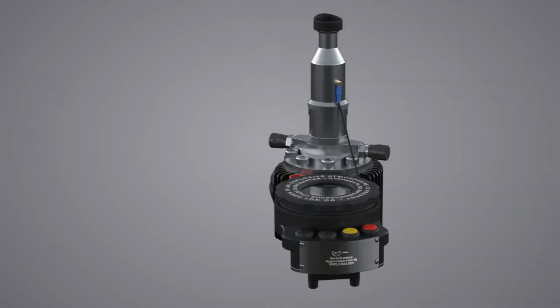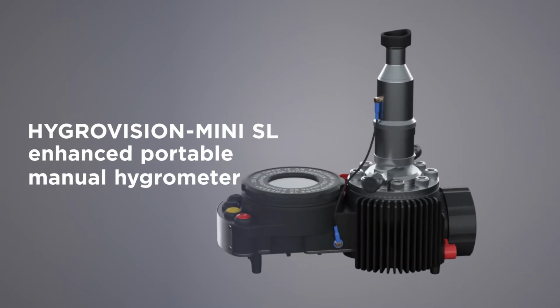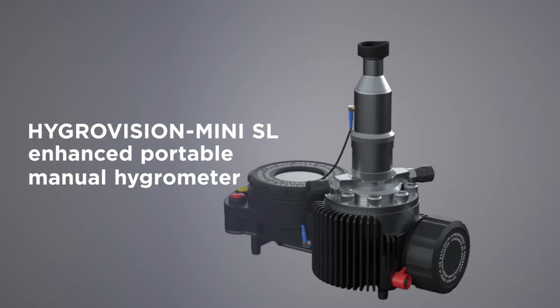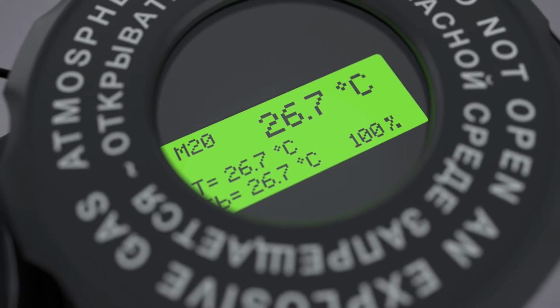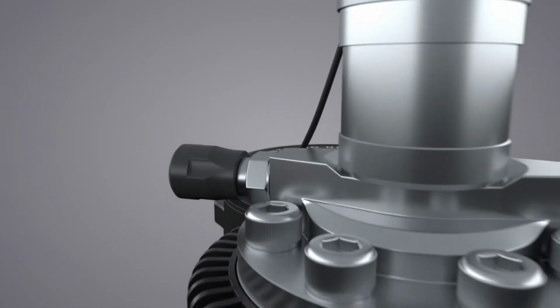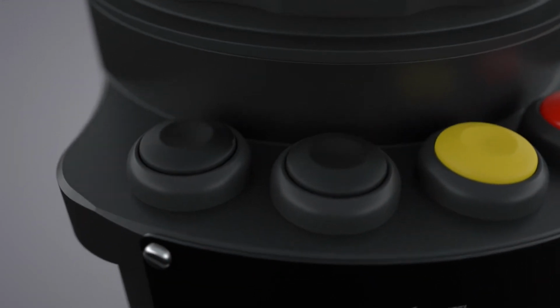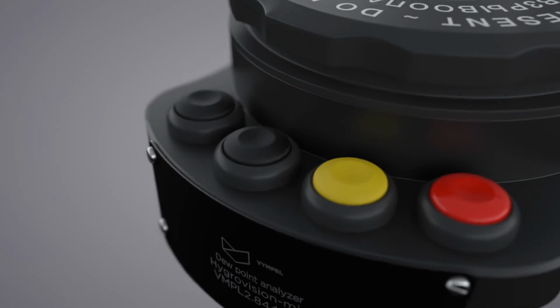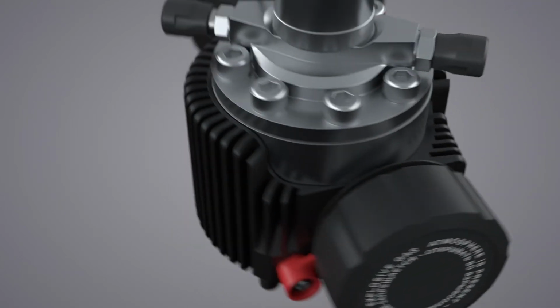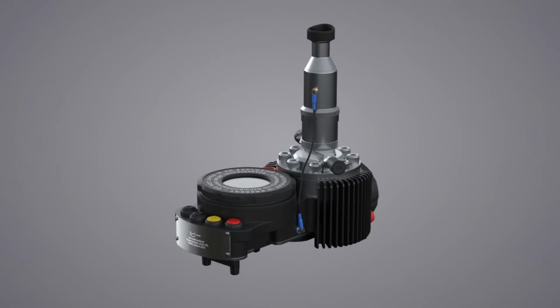For measurements in more extreme conditions, the Hygrovision-mini SL was developed. Based on the standard Hygrovision-mini, the SL model is suitable for taking manual dew point measurements under high pressure conditions. A special feature of the Hygrovision-mini SL is the incorporation of an enhanced side lighting system. With this model, it is possible to take measurements of the hydrocarbon condensation temperature and the water dew point at high pressures that are just as accurate as those made at atmospheric pressure.